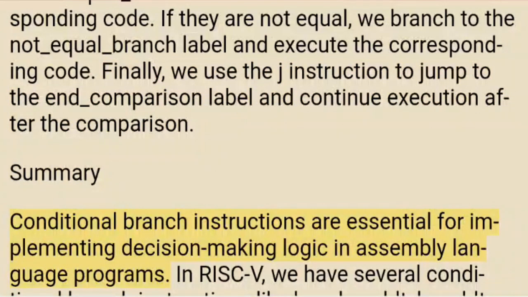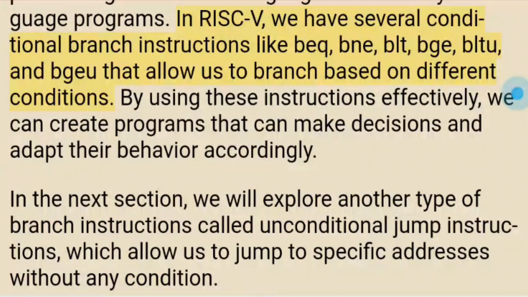Summary. Conditional branch instructions are essential for implementing decision-making logic in assembly language programs. In RISC-V, we have several conditional branch instructions like BEQ, BNE, BLT, BGE, BLTU, and BGEU that allow us to branch based on different conditions. By using these instructions effectively, we can create programs that can make decisions and adapt their behavior accordingly. In the next section, we will explore another type of branch instructions called unconditional jump instructions, which allow us to jump to specific addresses without any condition.